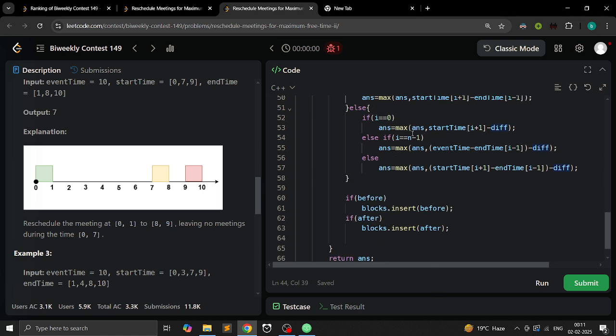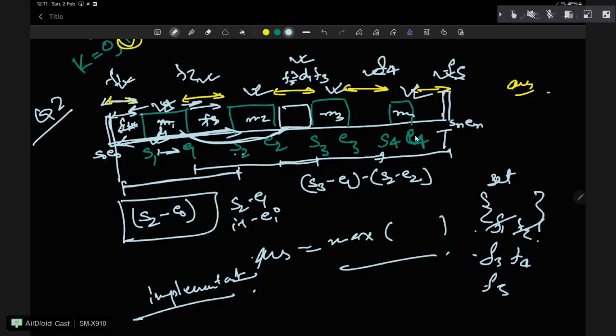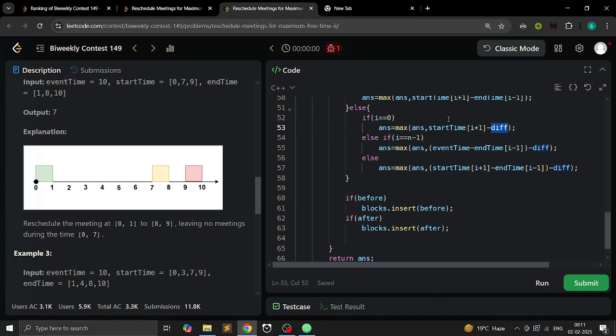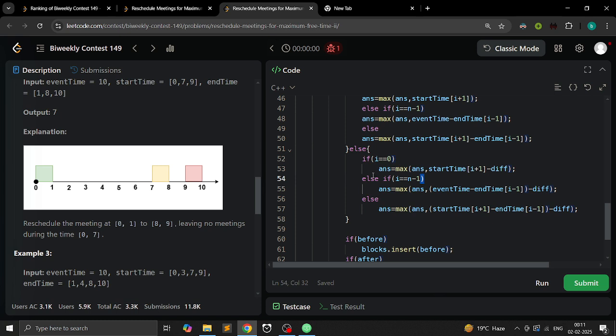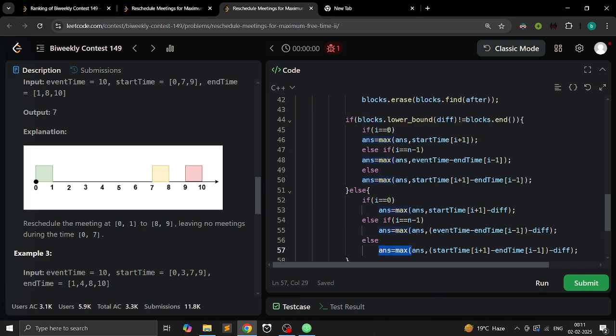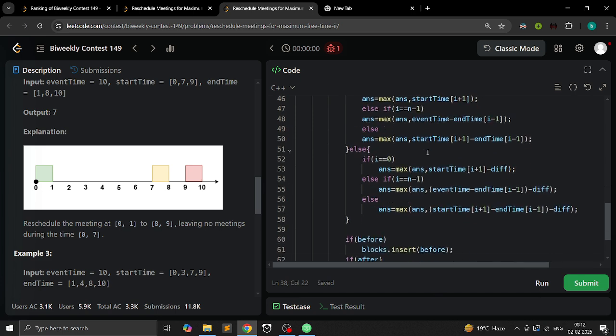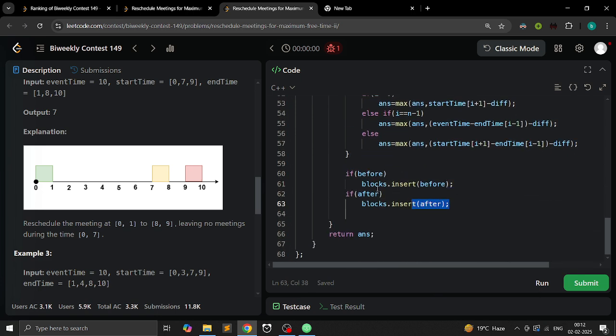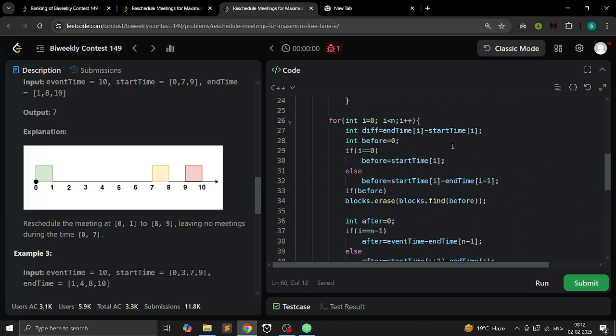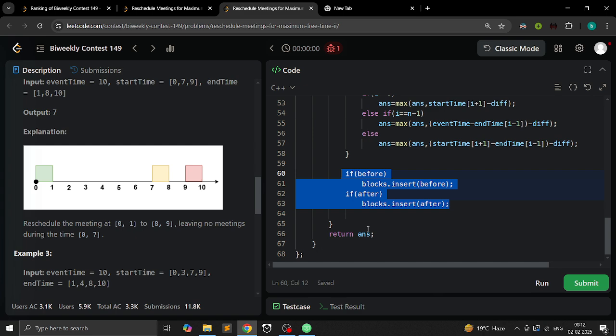If we can't do that, then we need to subtract the meeting duration, like we can just move that block left and right. That would be my answer. So the maximum of these two cases would be my answer. Whatever we erase here, I will do the reverse and insert again to check for the remaining answers. At the end, I will return the answer. So that would be my solution for this problem.